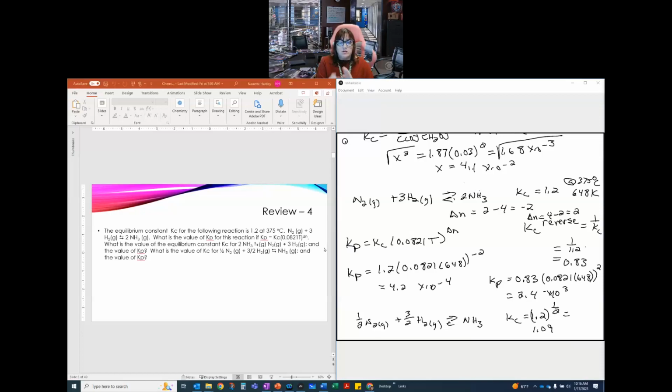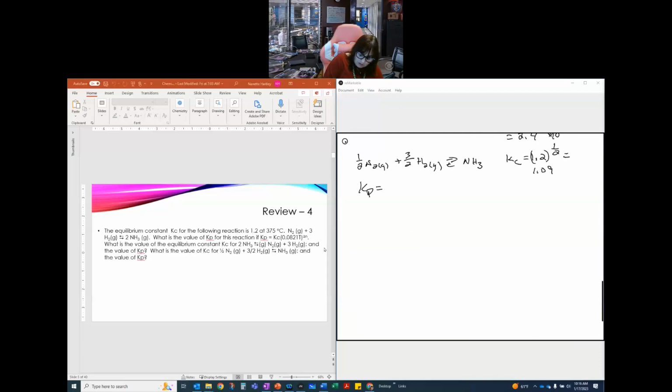Again, this is about understanding what we need to do with the mathematical value that I've been given if the reaction is the forward one and I change the stoichiometry, or if it's the reverse one, and then how do I calculate Kp and Kc? Now they do want Kp for this as well. I know that Kp is equal to Kc, which is 1.09, times 0.0821 times the temperature, which is still 648.